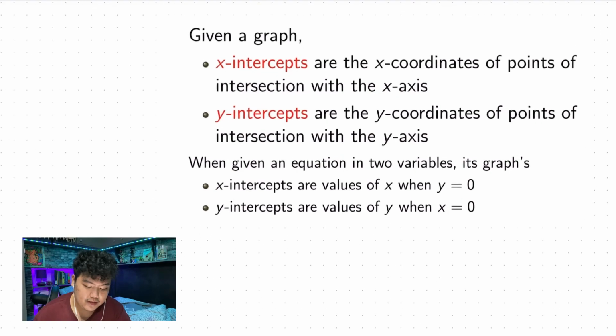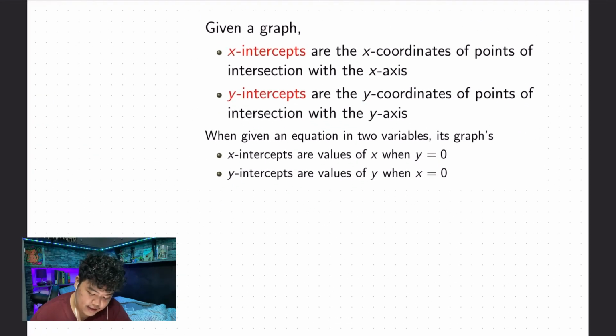So, punta tayo sa X and Y intercept. So, malamang narinig nyo na to noong high school. So, re-reviewin natin siya. So, for a given graph, the x-intercepts are the x-coordinates of the points of intersection with the x-axis. Y-intercepts are the y-coordinates of the points of the intersection with the y-axis.